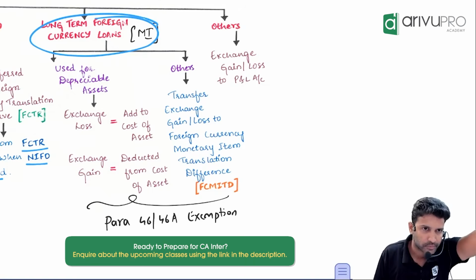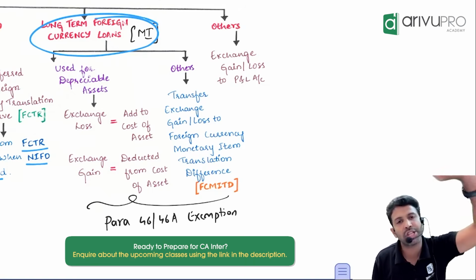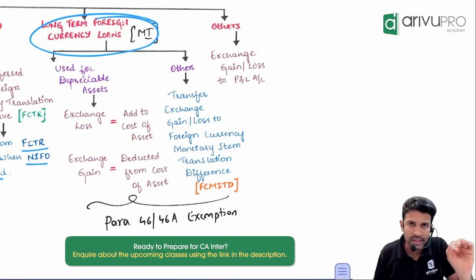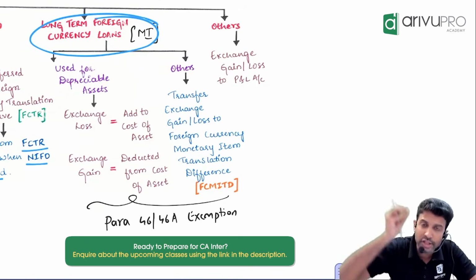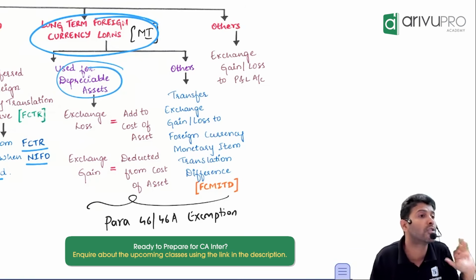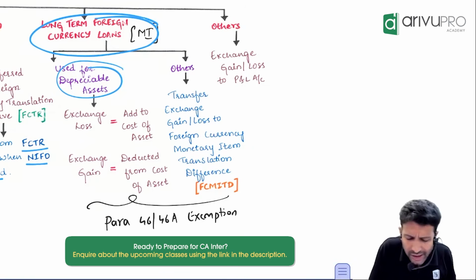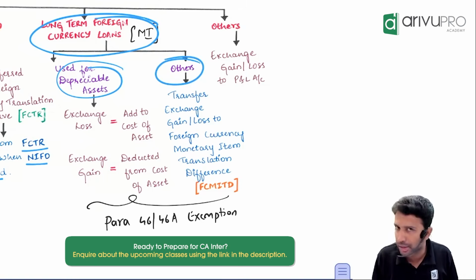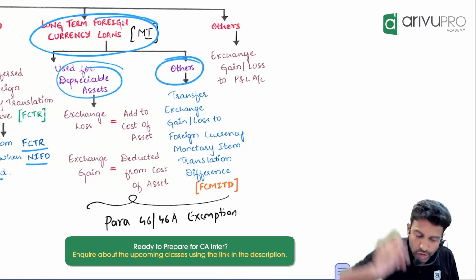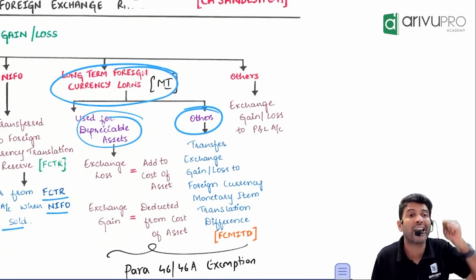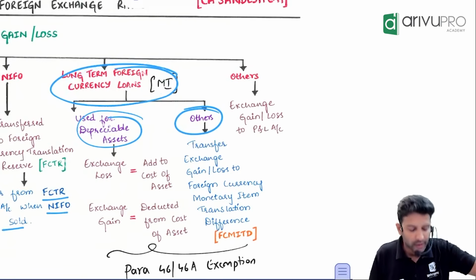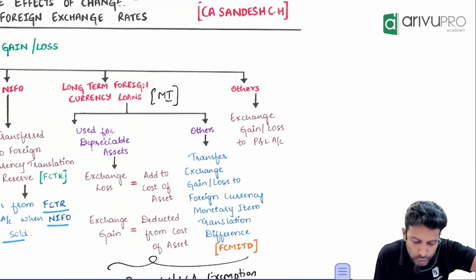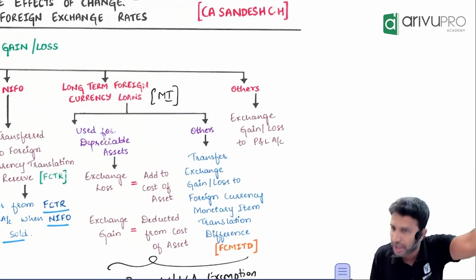If you have taken a long-term foreign currency loan, after you take the loan, you'll use it for some purpose, no? So check for what purpose you utilized the loan. First check if the loan has been utilized to buy a depreciable asset, or for any other purpose. If the loan is used to buy a depreciable asset, then the exchange gain or loss on this monetary item, the company has a choice.